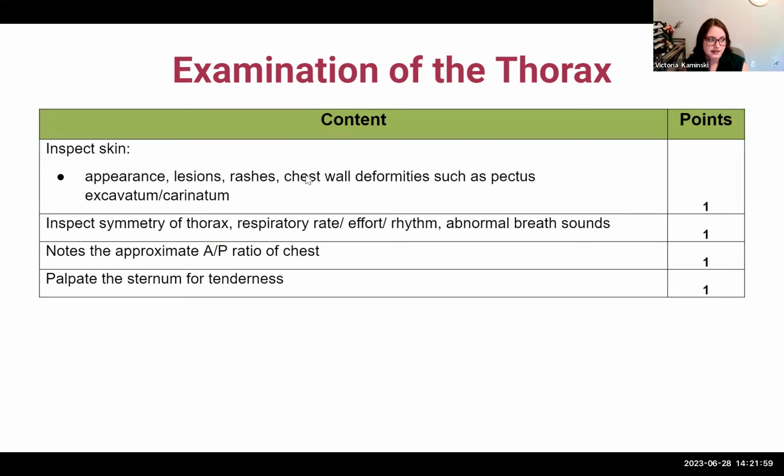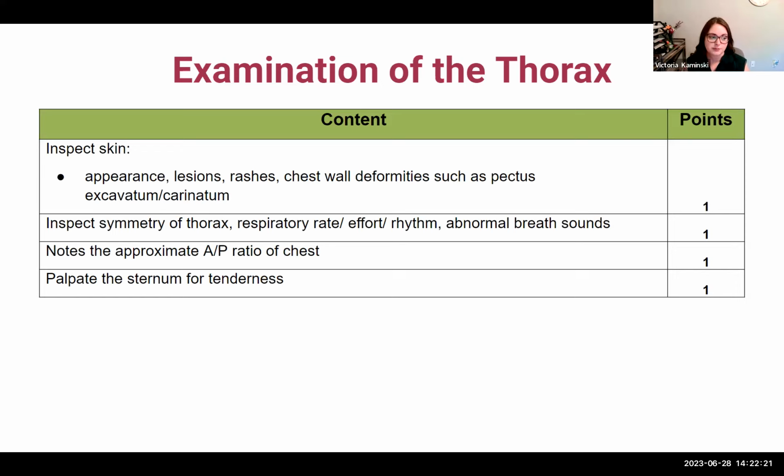Examination of the thorax. You will not disrobe your patient for the purposes of this video, for modesty. However, you would state that in an appropriate exam setting, you would ask the patient to take their shirt off and you would be looking at their bare chest, going ahead to use a gown or a robe to keep the patient covered while you are not assessing other areas, but you're looking at the appearance.